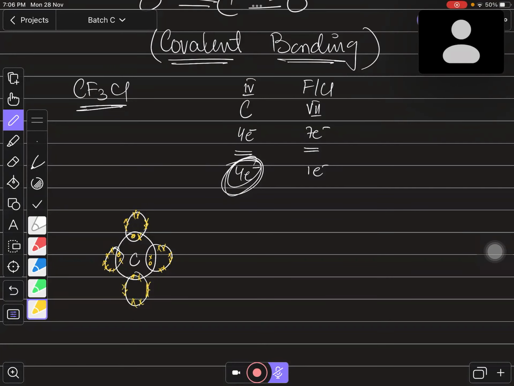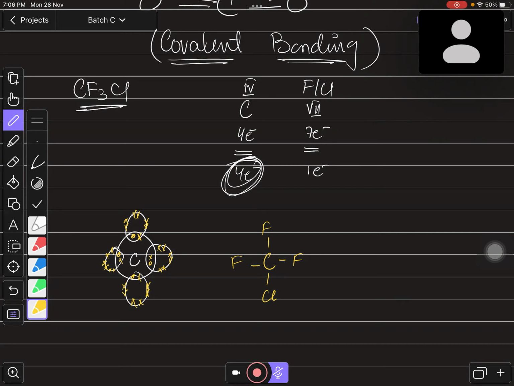Is that right, everyone? So it will form carbon with 3 single bonds with fluorine and 1 single bond with chlorine. Is that clear, everyone? Yes, sir. Clear, sir. This is what we talked about in the last class, right?